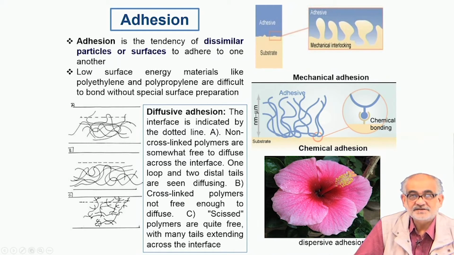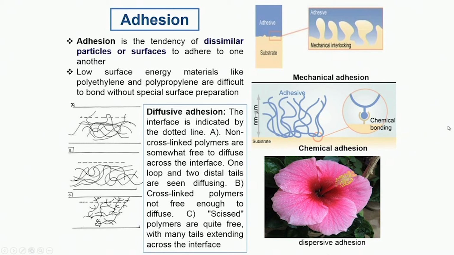And there are examples in nature. For example, this flower is a bright example of how adhesion can happen because of the presence of certain chemicals at the tip of this bud, and that's how the pollen can get attached to the insects, and then subsequent biological phenomena can take place.